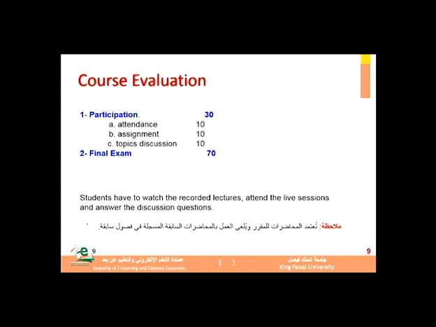Then there will be 14 topic discussions that you have to go through and answer the questions. And of course, each lecture has a discussion question that is going to be posted to you electronically. So this is the first 30 marks, which we call the participation mark: 10 marks for attendance, 10 marks for assignments, and 10 marks for the discussion question. Well, of course, the final exam is out of 70. So basically, this is out of 100.